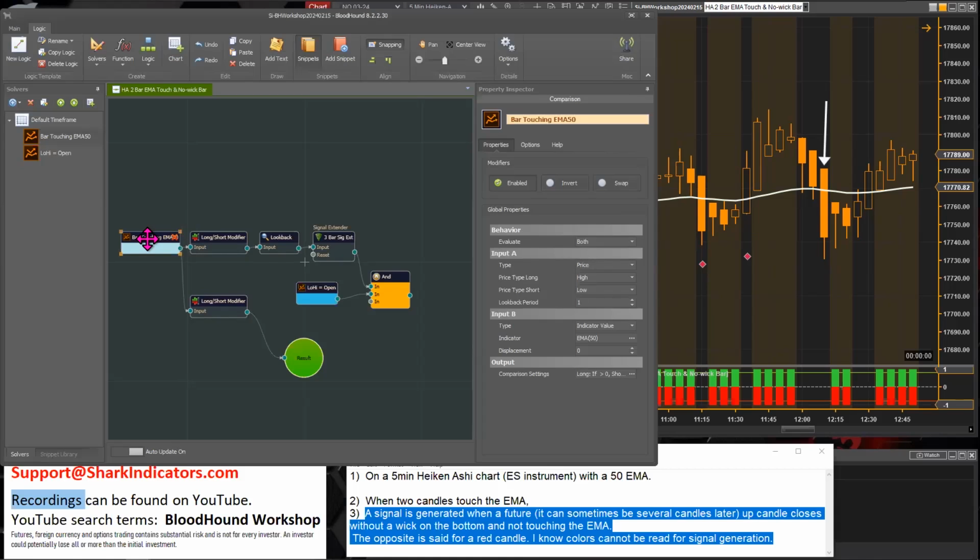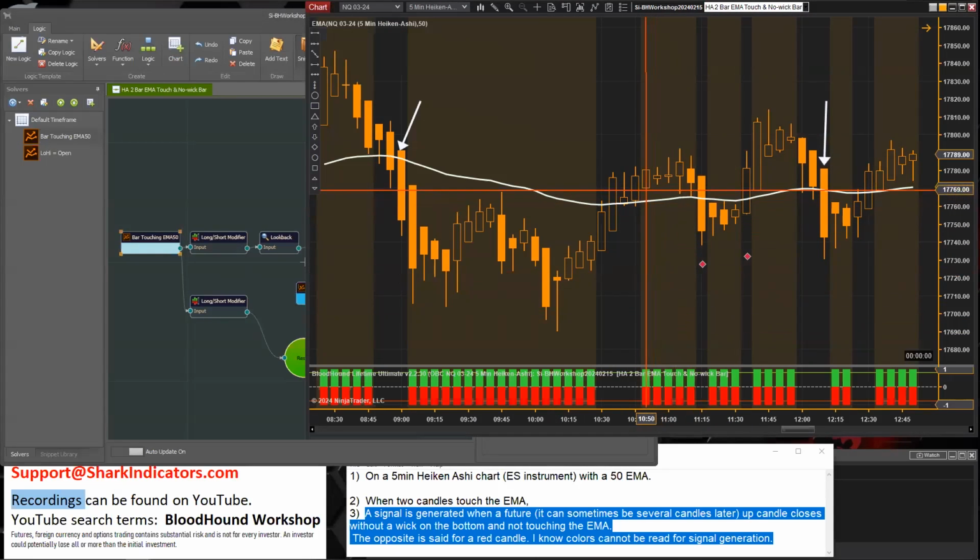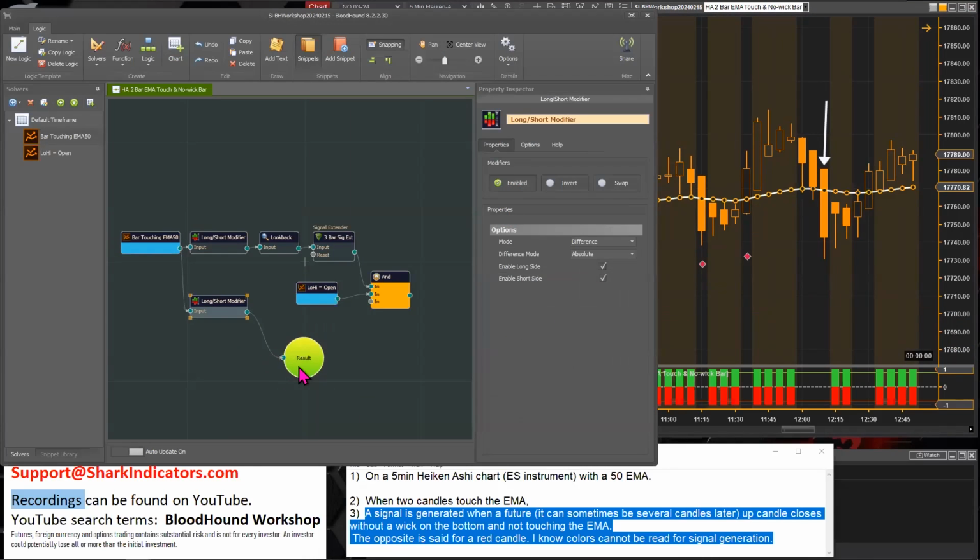comparison solver. So here's another way that you can do this: you can say, if the low of the bar is above our EMA, then we know that the bar is above it, and the bar is not touching. And vice versa, if the high of the bar is below our moving average, then we also know that the bar is not touching and it's below. So that's another way that we could do it. We could create that other comparison solver, or we can use this function node here.